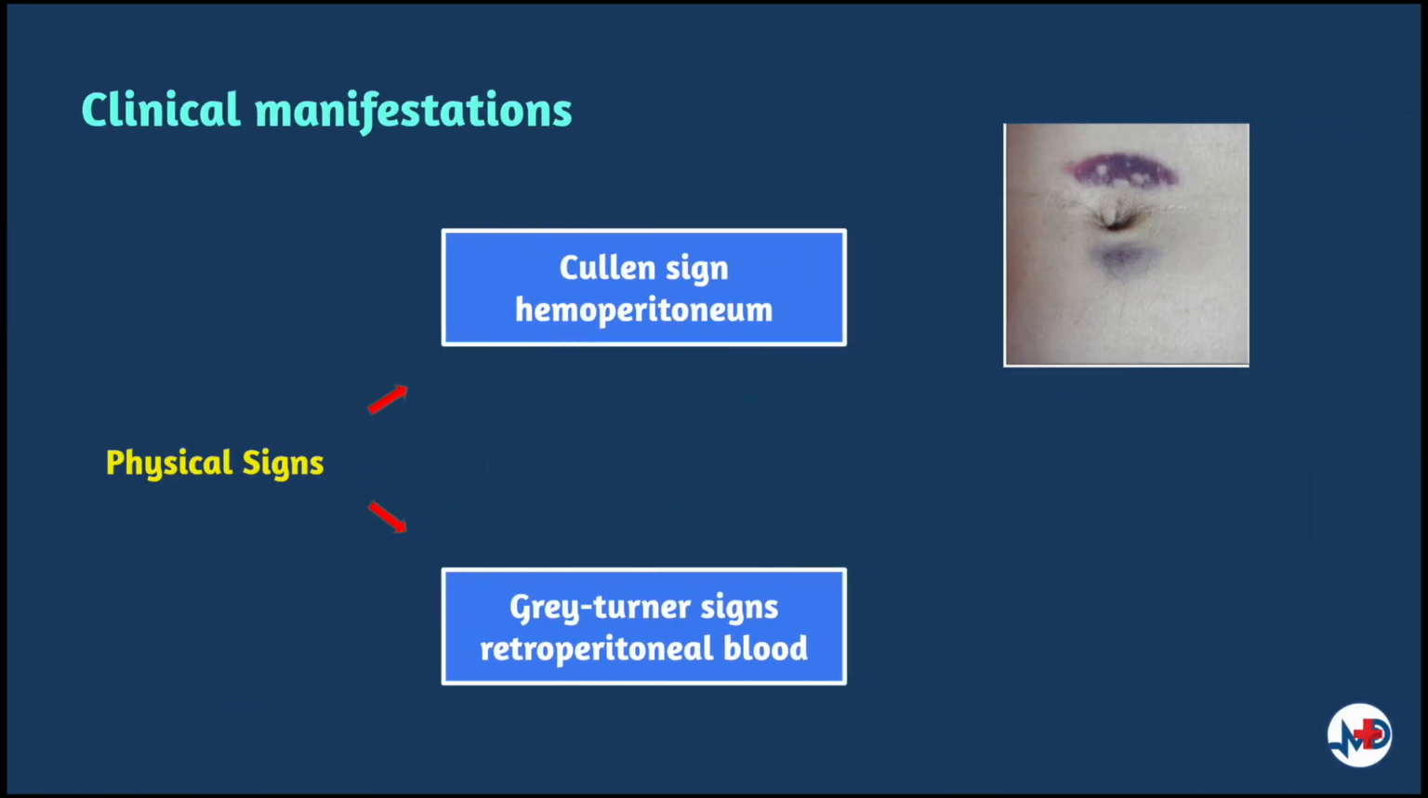Other uncommon physical signs one can look for and may be associated with severe necrotizing pancreatitis are the Cullen sign, which is the bluish discoloration around the umbilicus resulting from hemoperitoneum, and Gray Turner sign, which is the reddish-brown discoloration along the flanks resulting from retroperitoneal blood dissecting along the tissue planes.